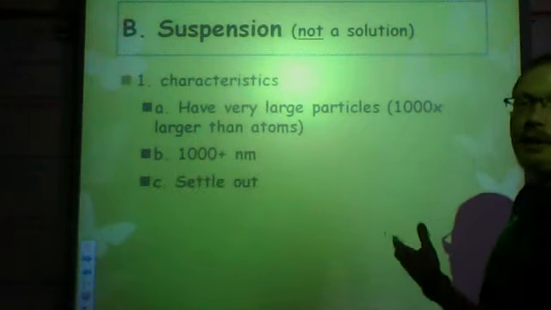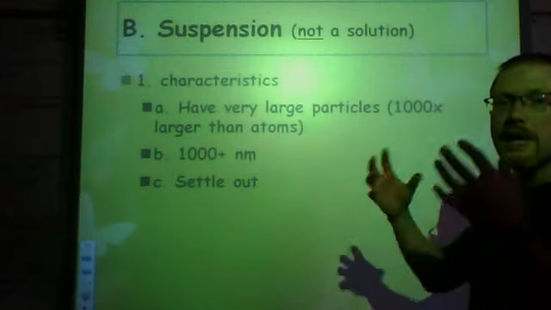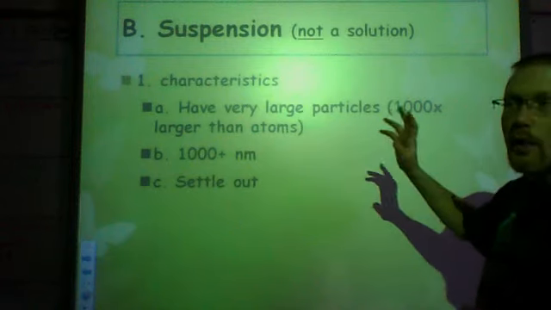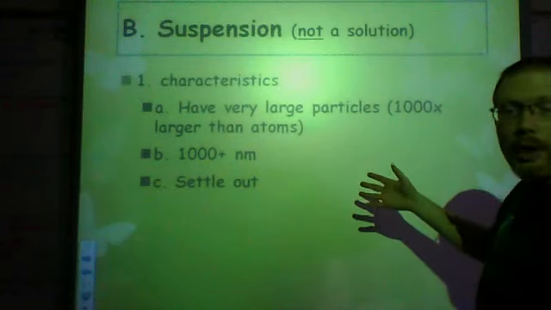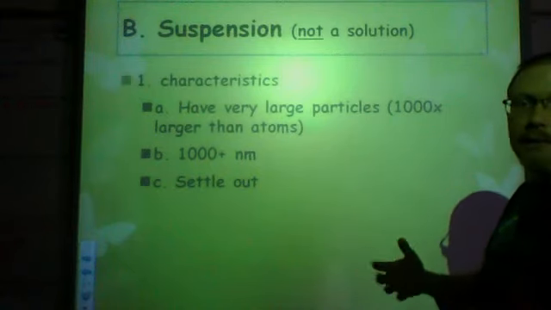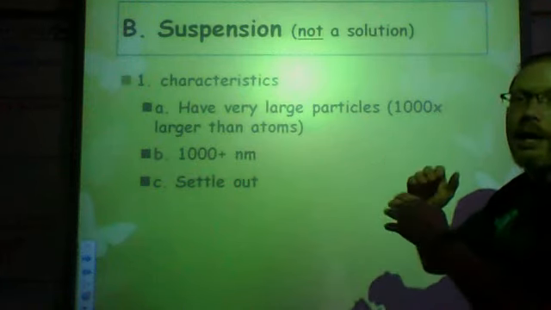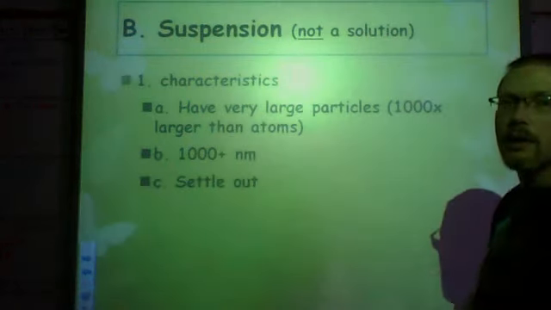In suspensions, the ingredients do tend to settle out, whereas in a solution, like I said before, they stay suspended. In a true suspension, like muddy water or smoky air or milk or alphabet soup, if you leave them alone long enough, then the different ingredients, although they may be very well mixed, like in the case of milk, will eventually settle out into different layers based on their density. Okay?